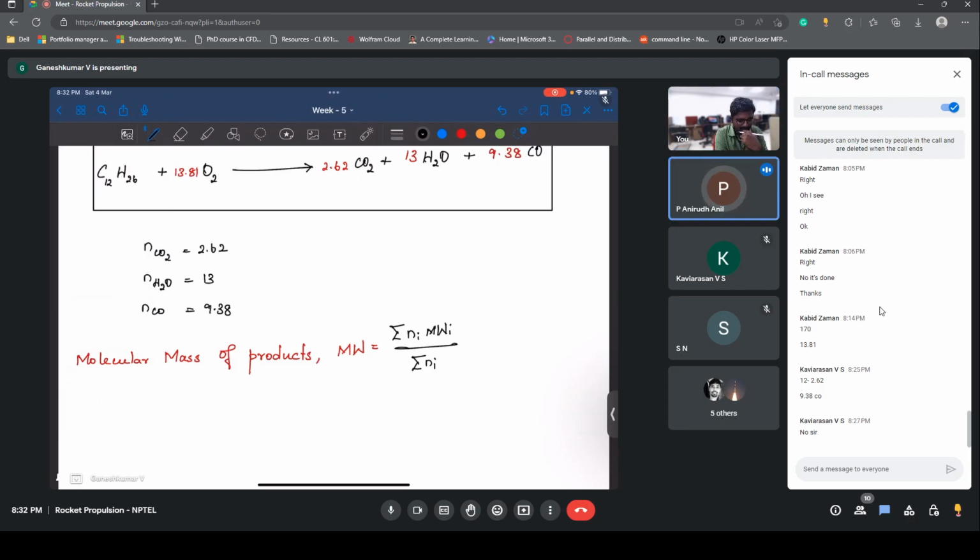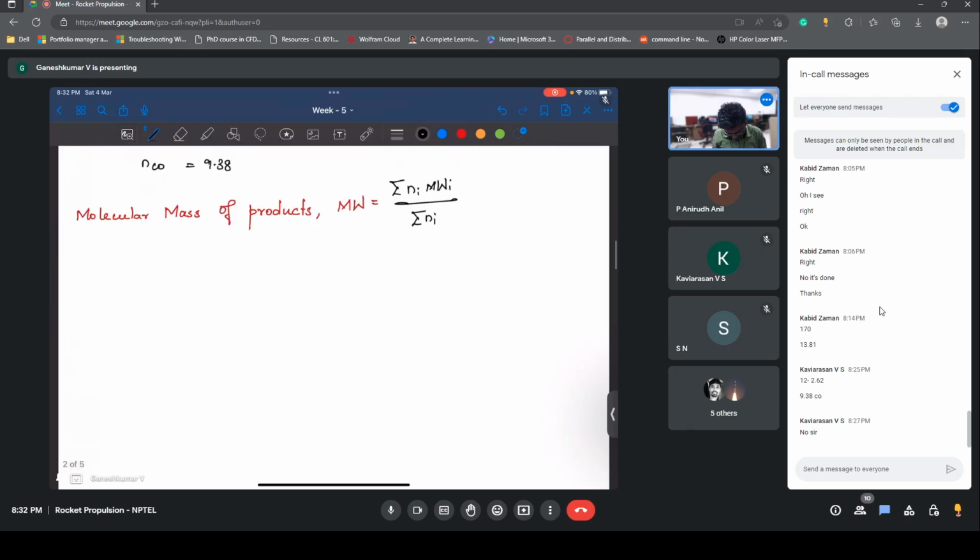Yes, sir, but why are we dividing it by the number of moles? It actually comes from the definition of molecular weight of a mixture. So what is the definition of molecular weight of a mixture? What we know about this mixture is that the mixture mass is going to be the same. So either you calculate using the molecular weight of the mixture or the molecular weight of the individual compounds, it doesn't matter.